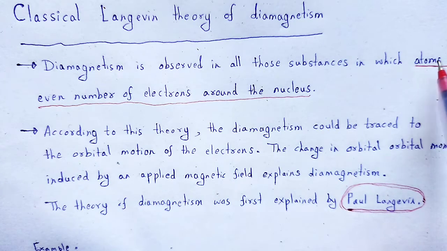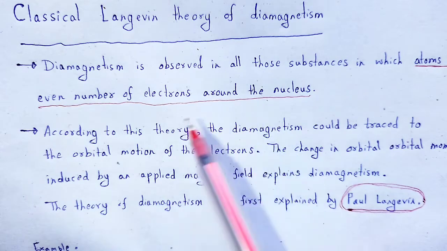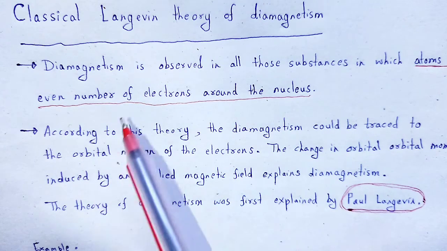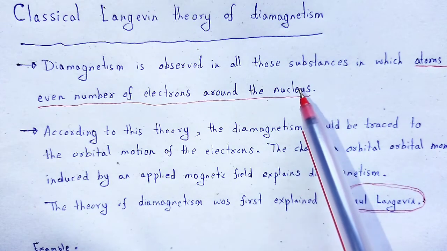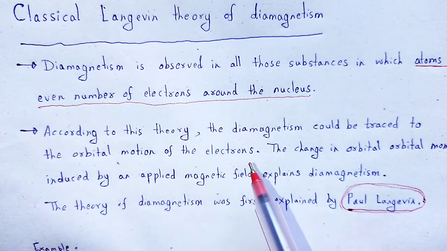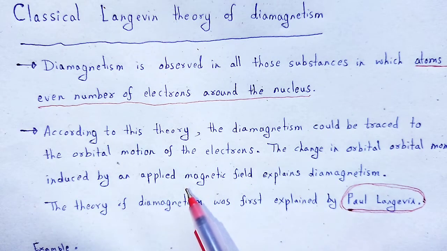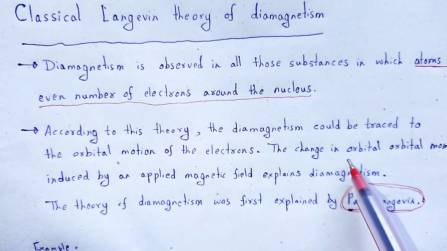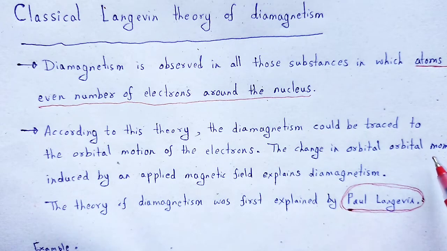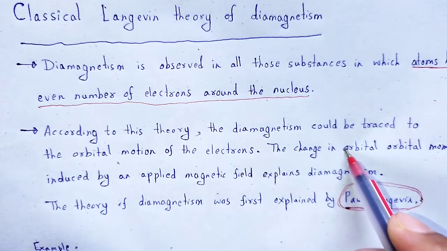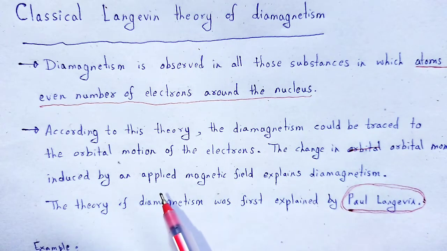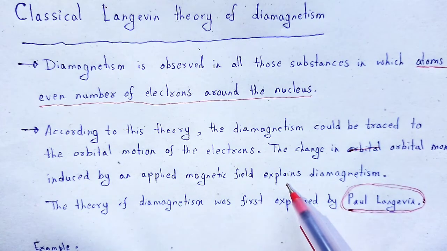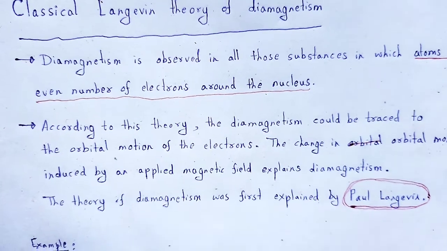The atoms which have an even number of electrons around the nucleus are considered diamagnetic. When these electrons move around the nucleus, they produce a magnetic moment, and the net magnetic moment, or the change in orbital moment due to the applied magnetic field, explains the diamagnetism property of that material. Let me understand it by using an example.